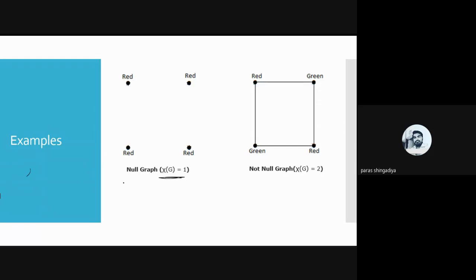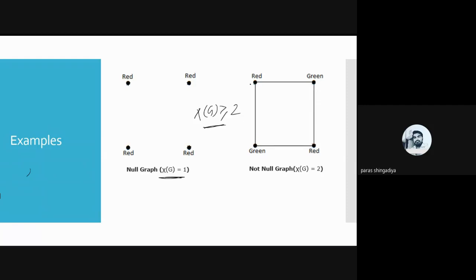And now a graph which is not a null graph, meaning it includes at least one edge. So what will the chromatic number be for that? It is always X of G greater than or equal to 2. Okay, it is always greater than or equal to 2. So why is it greater than or equal to 2? Let us check in this graph. One square is given. So what is the chromatic number of the square?